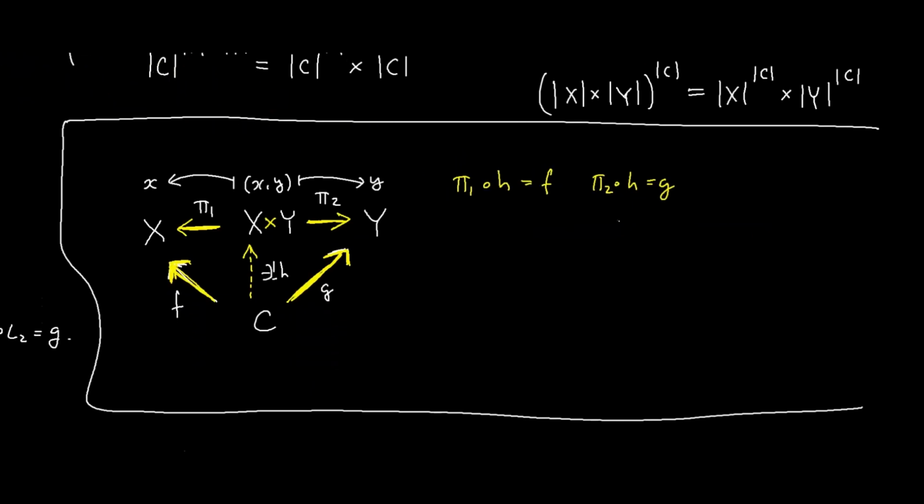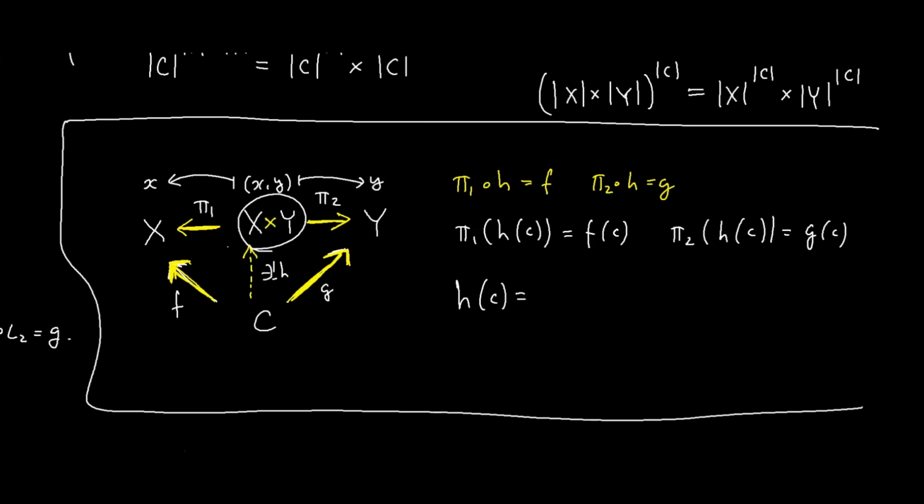Let's first explore what these equations say if I start evaluating both sides on elements in C. The first equation says pi 1 composed with h evaluated at c is the same as pi 1 of h of c. That, it says, should be the same as f of c. The other one says pi 2 of h of c must be g of c, right? But what is pi 1? h of c is some ordered pair, right? Because h is a function from C to x cross y. So the value of this function will be some element of x cross y.